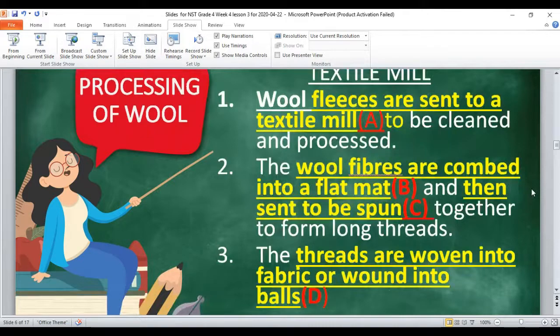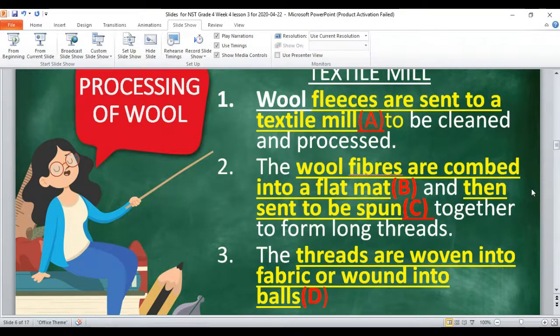Yesterday, we talked about the oil refinery. Today we talk about the textile mill. The textile mill is the place where wool is processed. So what happens in the textile mill? Number A, the first point is the fleece. You remember I said wool is sheared. It is cut from the sheep. Now, when it is cut, we call it the fleece. We no longer call it wool, we call it the fleece. So the fleece is sent to a textile mill to be cleaned and processed.